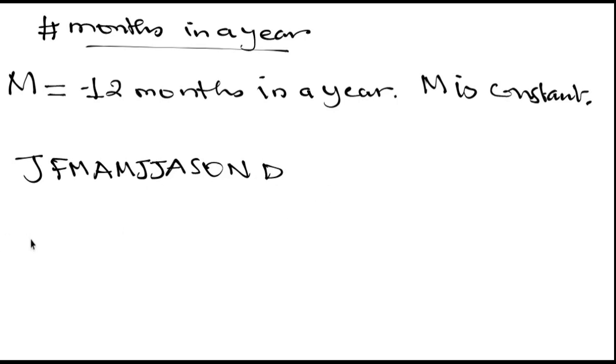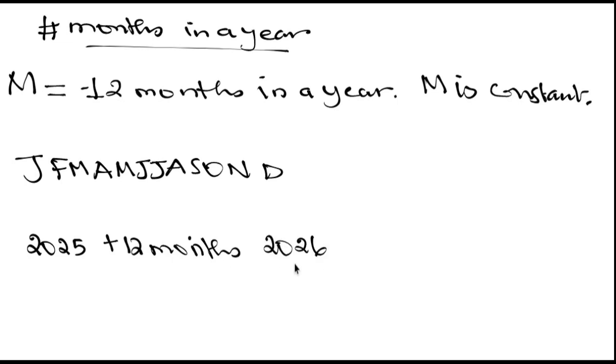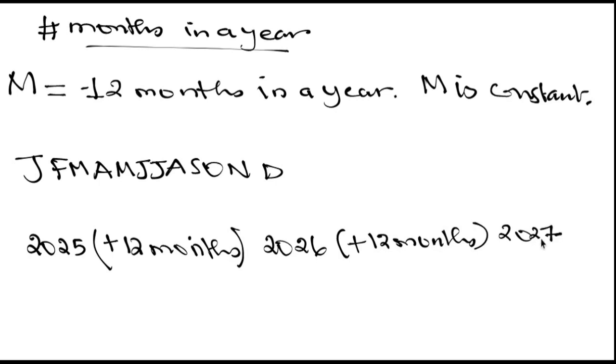So let's say we are in 2025. Obviously, you need to add 12 months to get 2026. So each time you need to add something constantly. It's a constant. You need again to add 12 months to have 2027, and so on. So yes, the number of months in a year is also constant. Those were the common examples of constants.